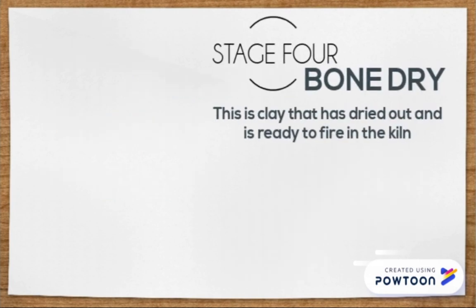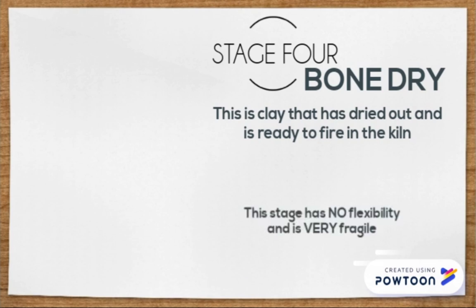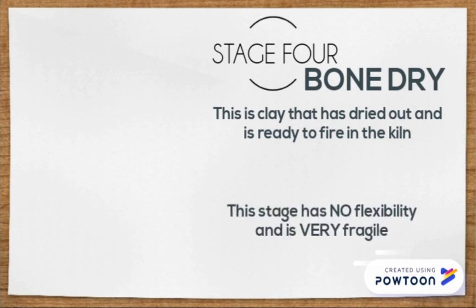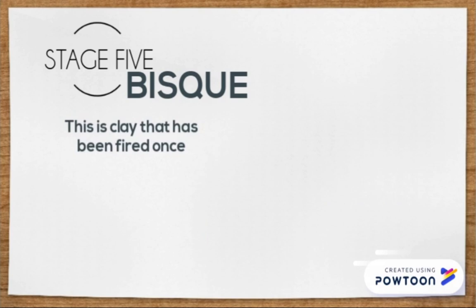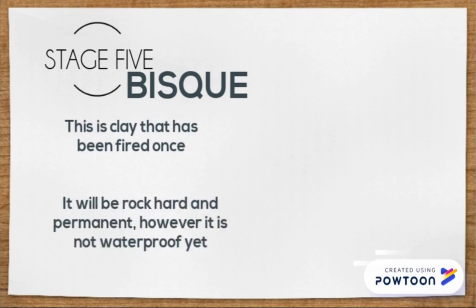The 4th one is bone dry. It's clay that's dried out and ready to fire in the kiln. This stage has no flexibility and it's very, very fragile. So that's what happens to students if they pick up their project by the handle. Stage 5 is bisque. That's clay that's been fired once. It'll be rock hard and permanent.